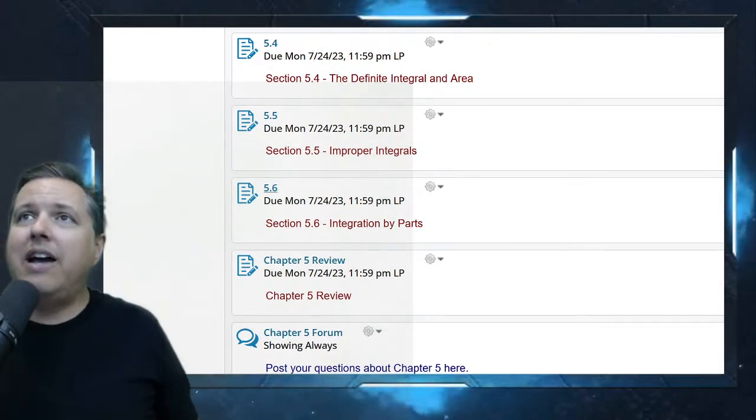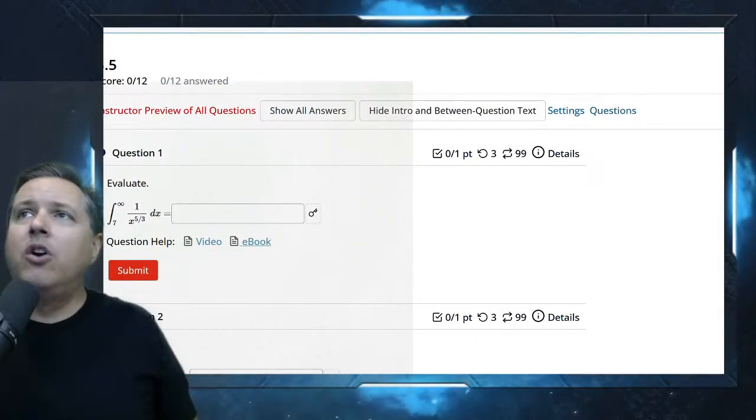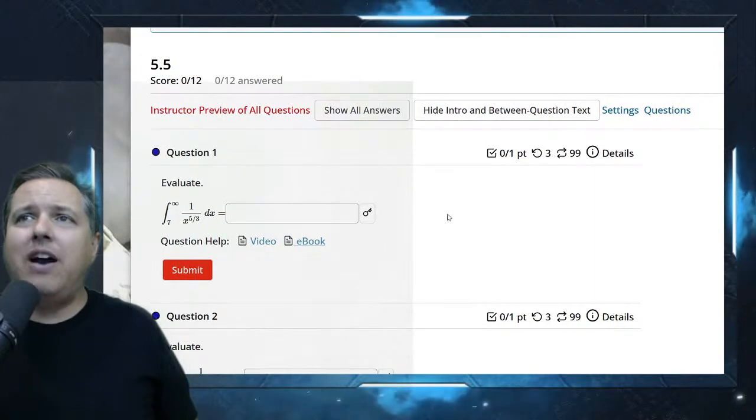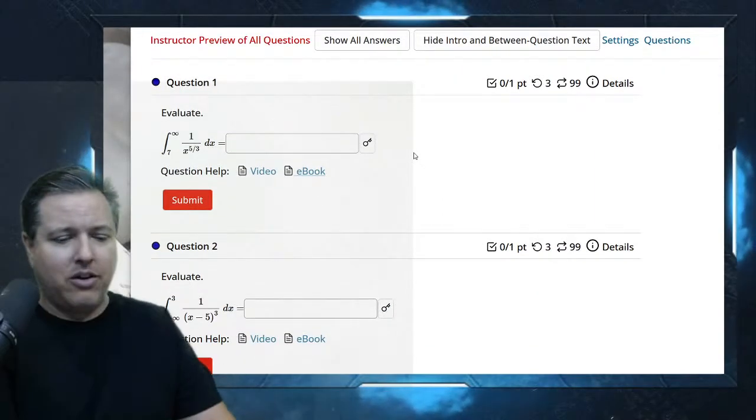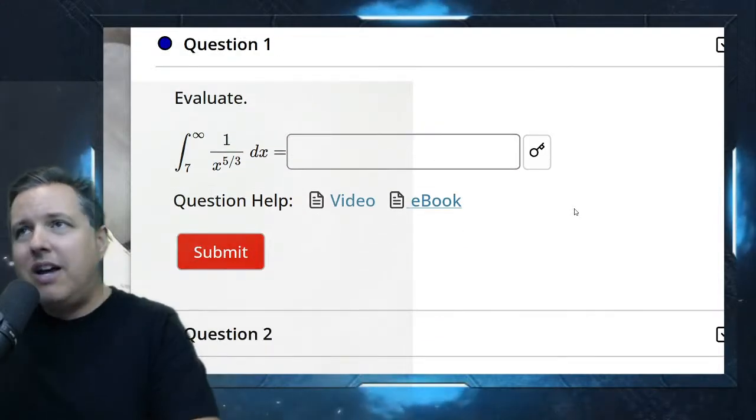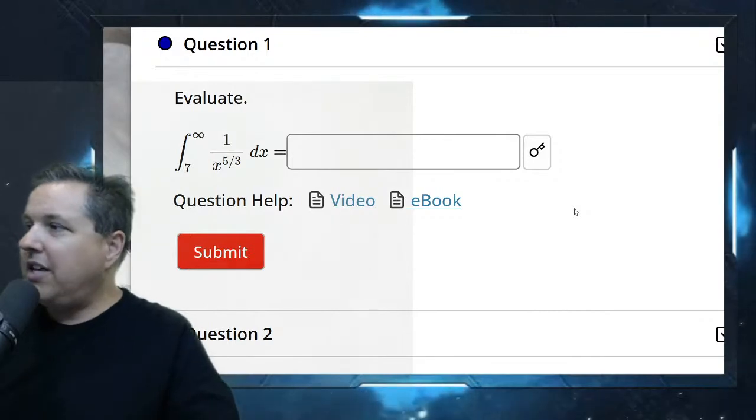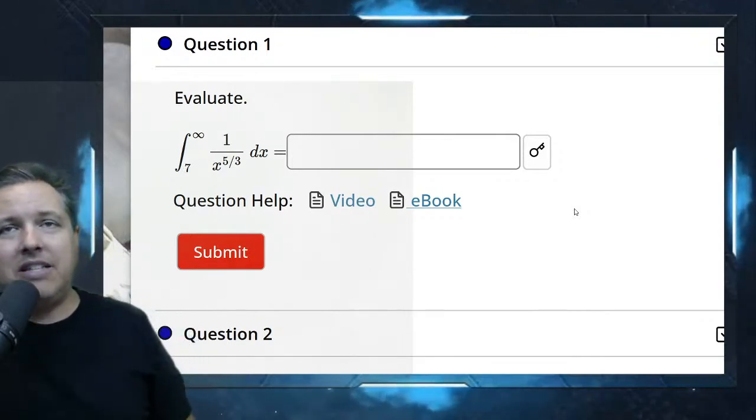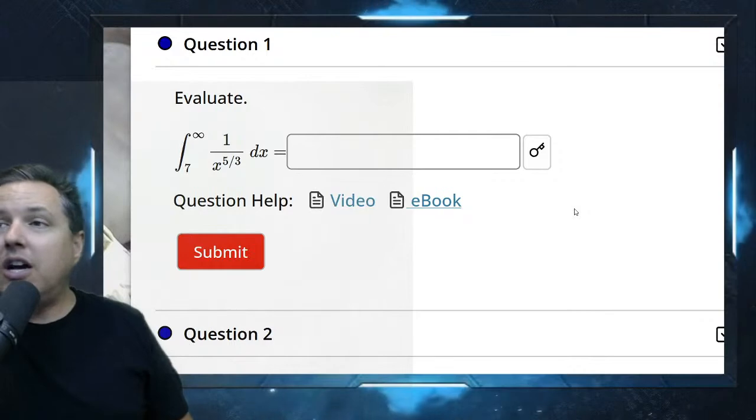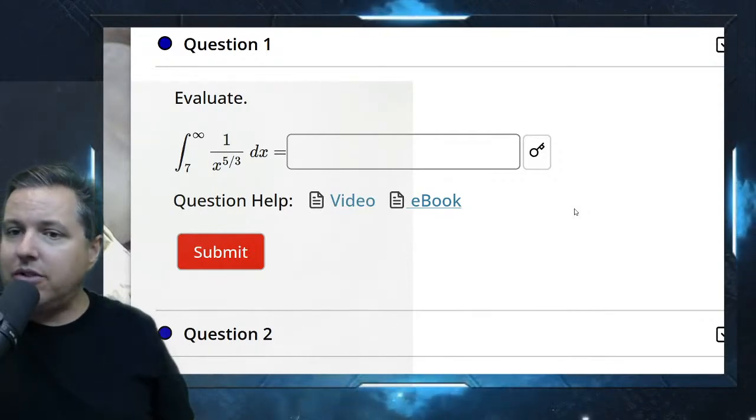So with that, let's dive in. I think I have this one already set up and ready to go. Okay, so let's take a look at the 5.5 homework, improper integrals. What do we mean when we talk about improper integrals? Those of you who are caught up are probably already looking at this and seeing where the issue is arising. It's that infinity. So there's a couple of different ways in which we can have improper integrals.